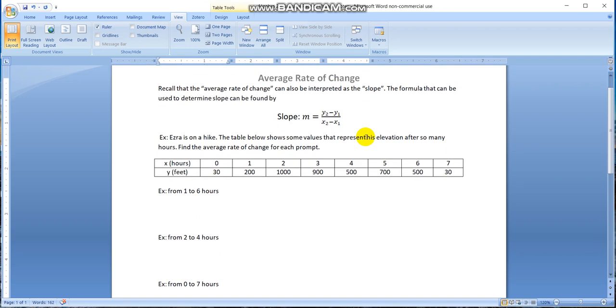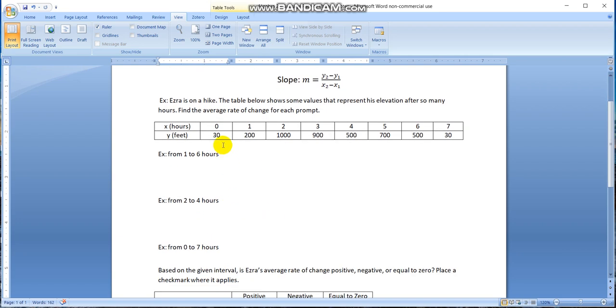Okay, so let's say Ezra's on a hike. The table below, this table here, shows some values that represent his elevation when he's hiking after so many hours. So find the average rate of change for each prompt. All the prompts are here, so that's what I'm going to show you how to do. Okay. So you want to find the average rate of change from 1 to 6 hours.